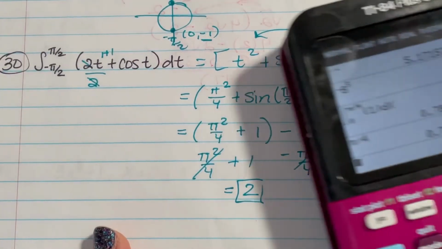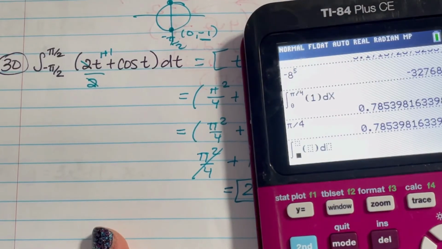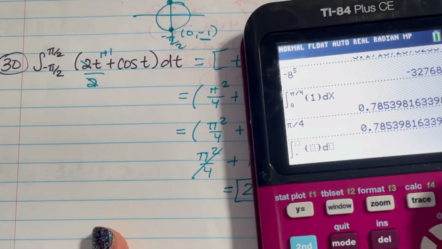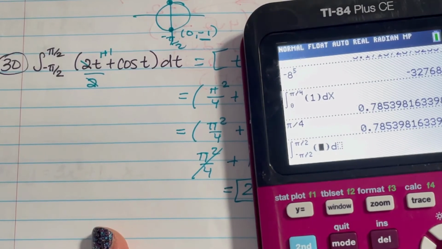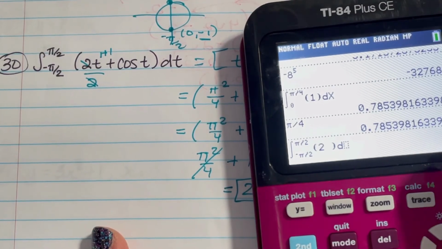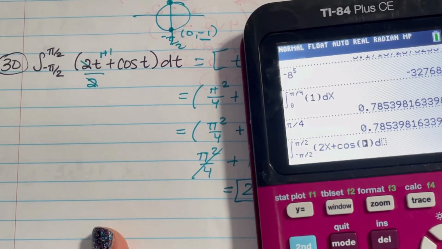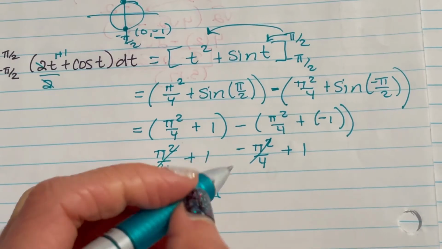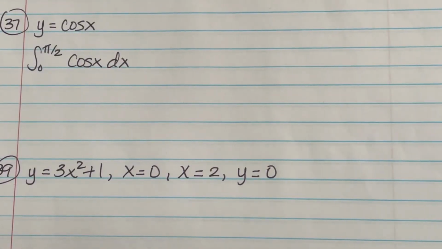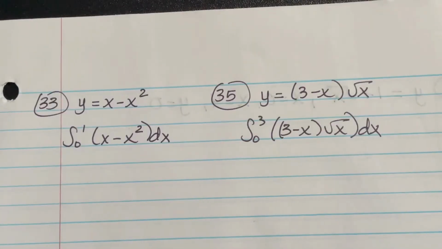Let's check it. Math 9, from negative pi over 2 to pi over 2 of 2x plus cosine x dx. 2. Checks out. Yay, that was number 30. Oops, I dropped a pen. Oh well. All right, number 33.